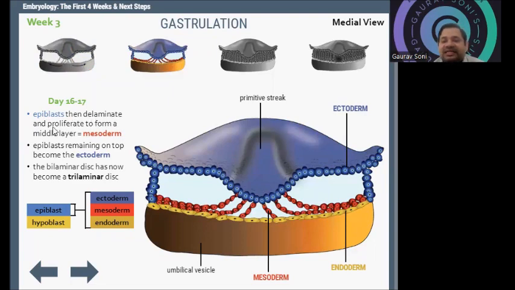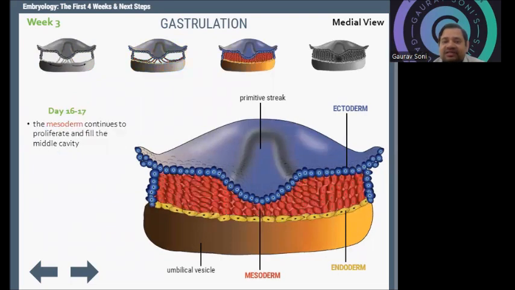The epiblast then delaminates and proliferates to form a middle layer called mesoderm. Epiblast remaining on the top becomes ectoderm. And the bilaminar disc, which we have seen previously, now becomes trilaminar. That is, three germ layers have formed. Then further, what is going to happen? The mesoderm continues to proliferate and fills the middle cavity. You can see the red cells become more and more in size and completely fill the cavity.